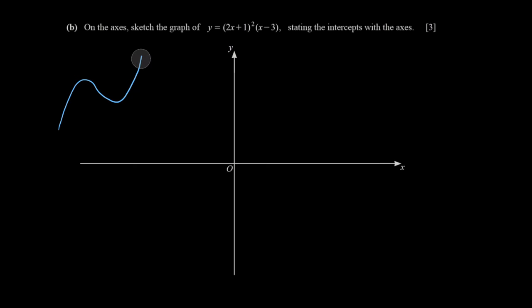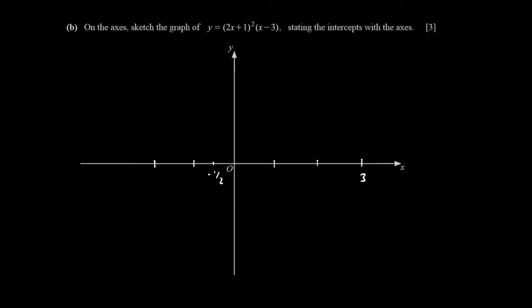And the second big point is we're going to know the roots of this, right? Because x minus 3 is a factor, which means that 3 is a root. So we're going to have an x-intercept at 3. 1, 2, 3, right? So we're going to have a root there at 3. And we're also going to have another root at negative a half, because 2x plus 1 is a factor.